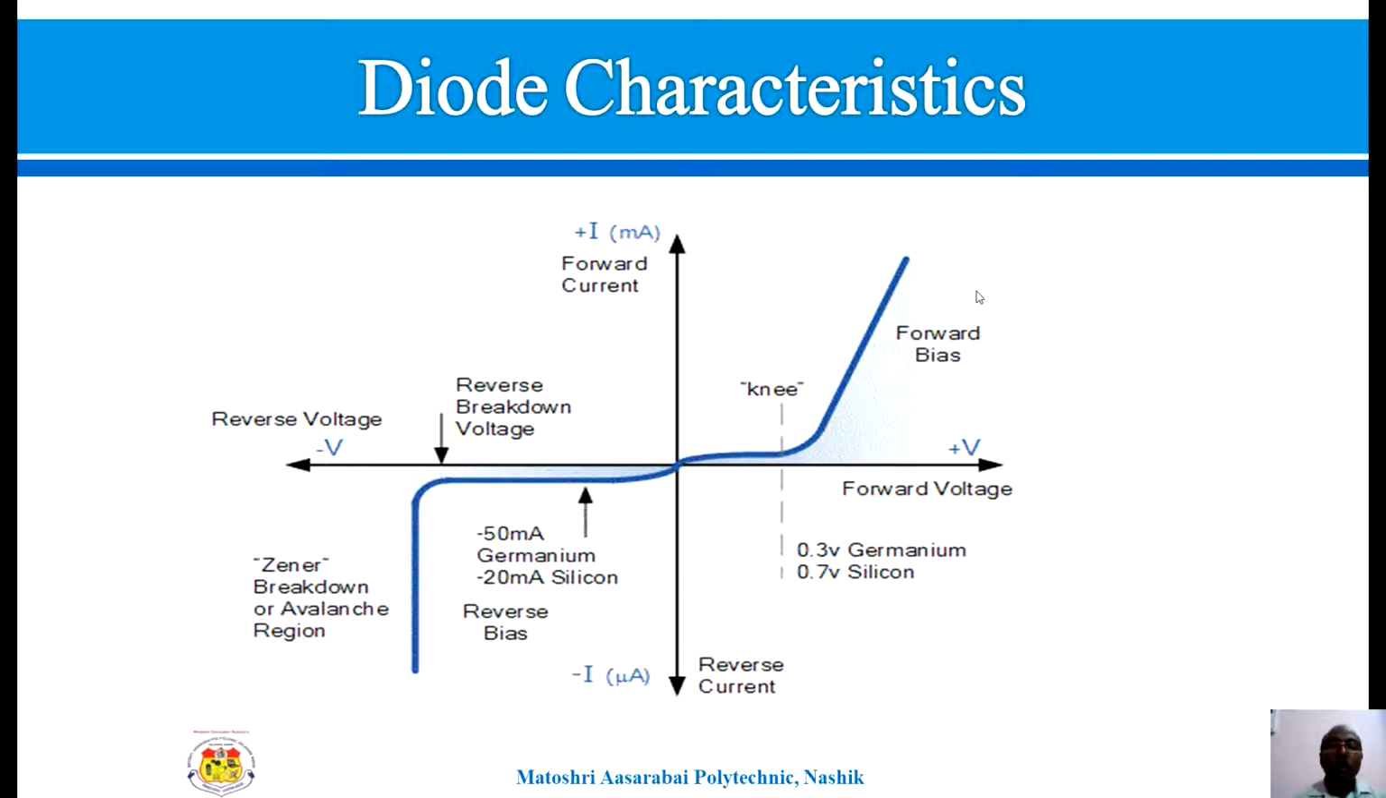While in the case of reverse bias, in the third quadrant, when we increase the voltage, we can see that only the leakage current is flowing. But if it exceeds the breakdown voltage, there will be Zener breakdown or avalanche breakdown, and a large current will flow through the circuit. But it is very dangerous for the device, the device can be damaged.